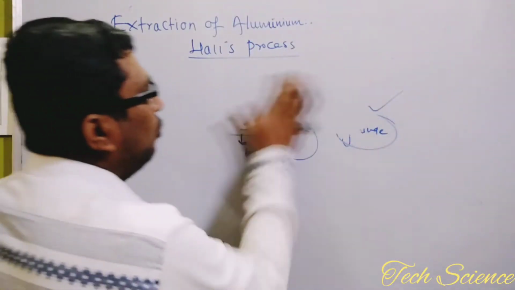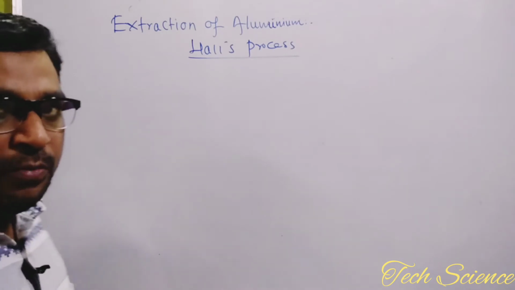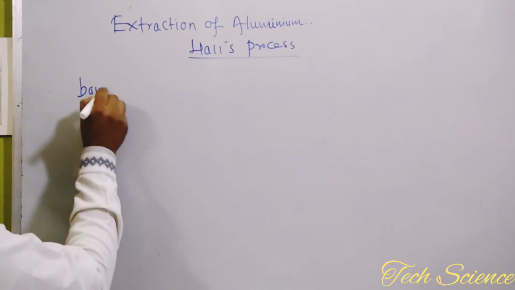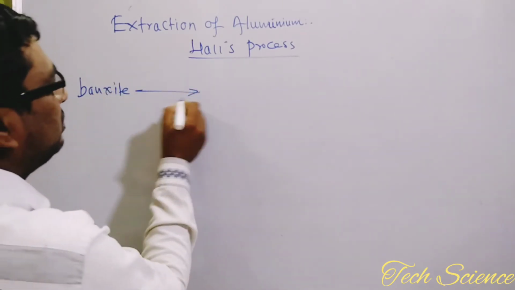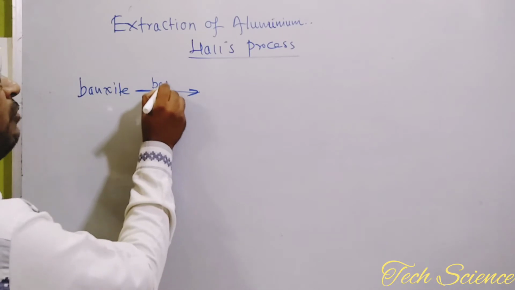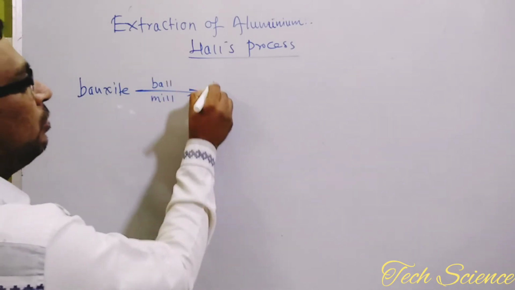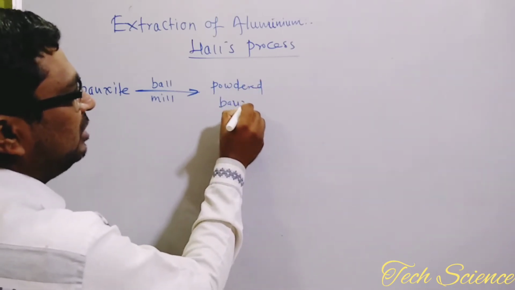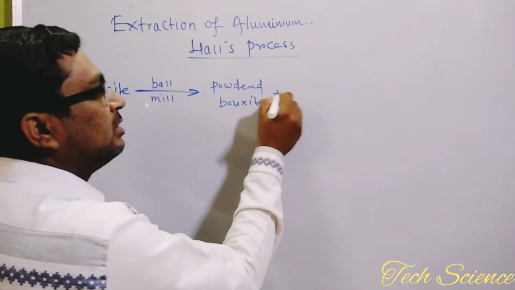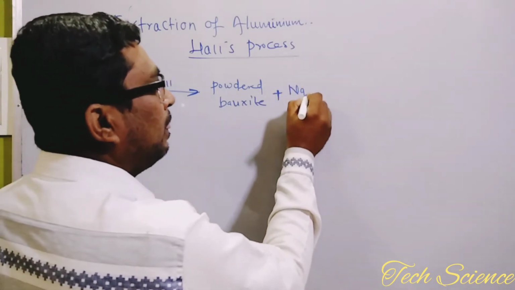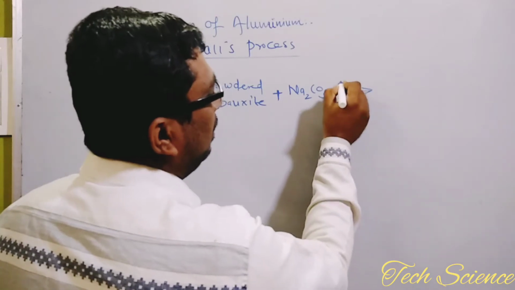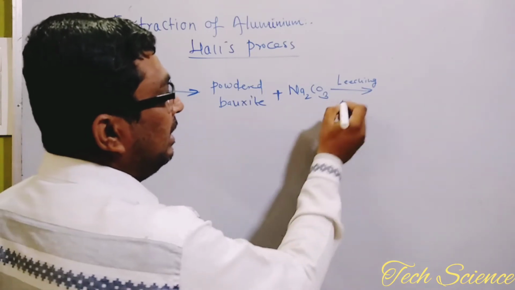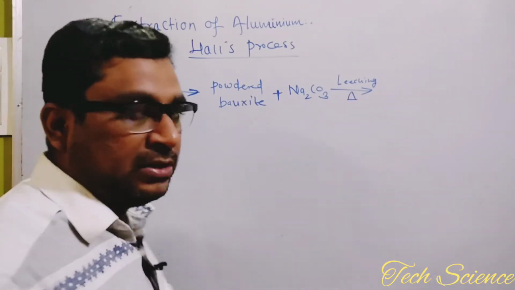Okay, so we extract the alumina from the bauxite within 3 steps. What are these? Observe. First of all, we take the bauxite and use a ball mill. We grind it and convert it to a powdered format. This is the powdered bauxite. Now this powdered bauxite we add with sodium carbonate. That is called the leaching process. It means you have to heat it in a digester with this sodium carbonate solution.